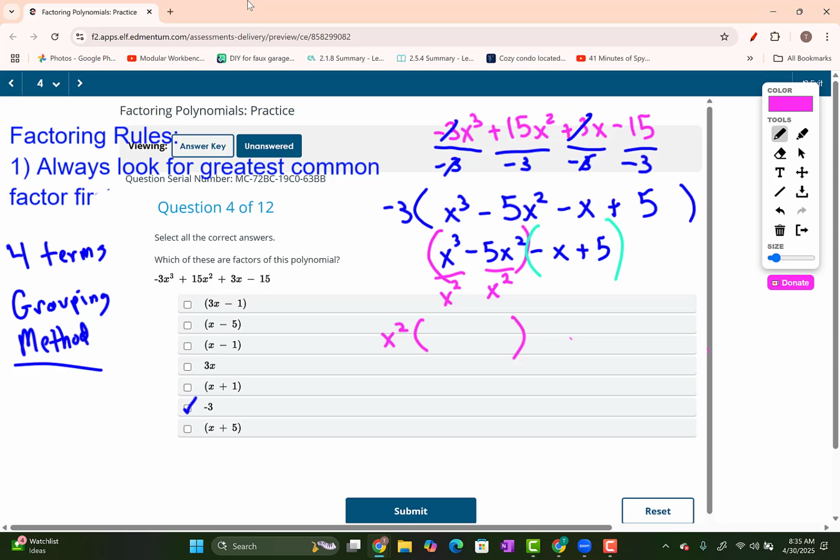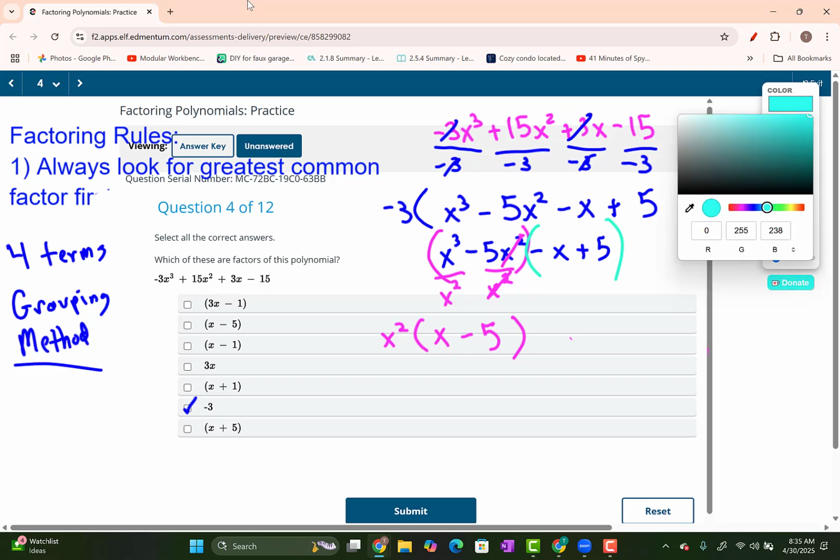And when we divide variables, we subtract the exponent. So x to the third divided by x squared is just x to the first. And negative 5x squared divided by x squared, well, the x squareds cancel out. We're left with negative 5.